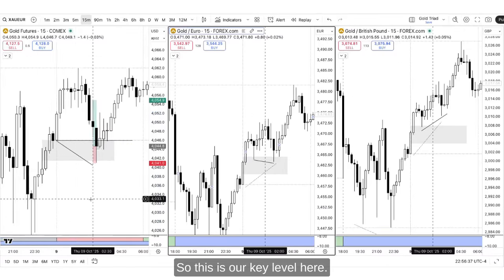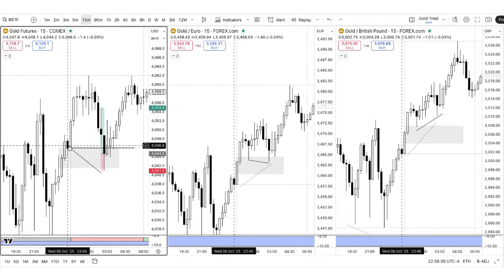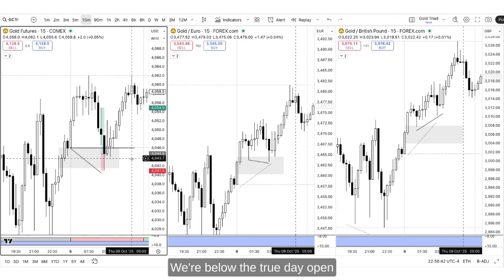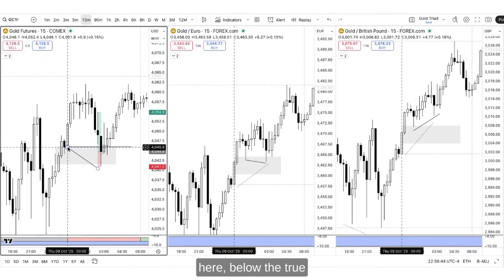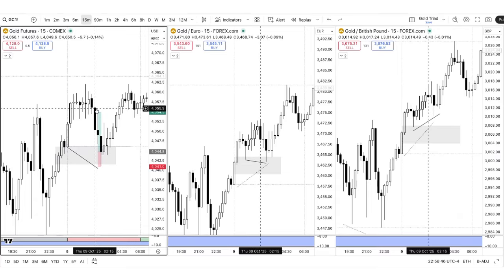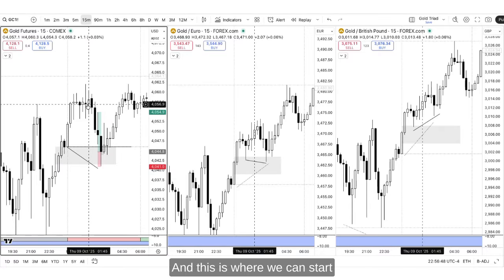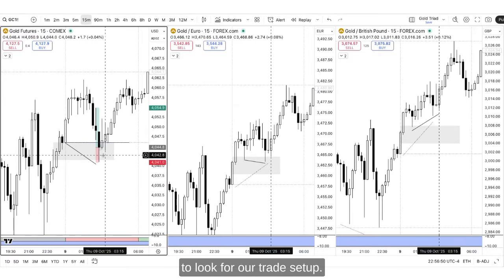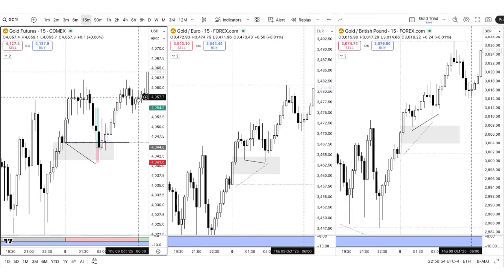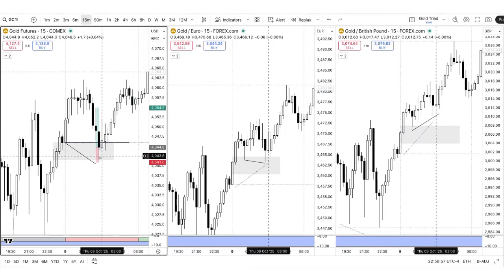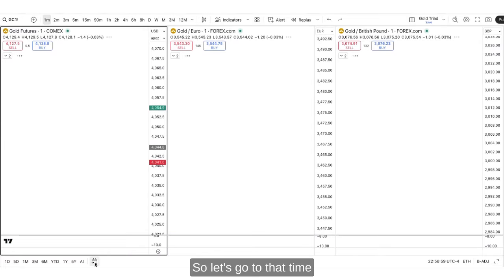So this is our key level here. All right, we're below the true day open here, below the true London open up here, I believe. Okay, and this is where we can start to look for our trade setup, because we've reached these key levels. So this is where we can expect a reversal at this time. All right, so let's go to that time in particular.